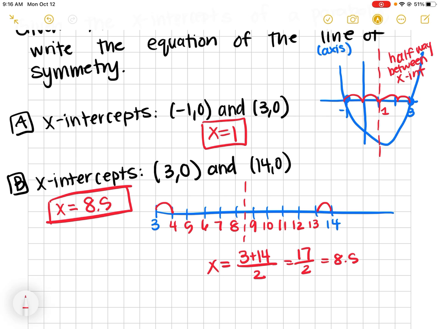So whether you want to think about it graphically and find halfway between, or you find the average, you add the two numbers and divide by 2, either way works.